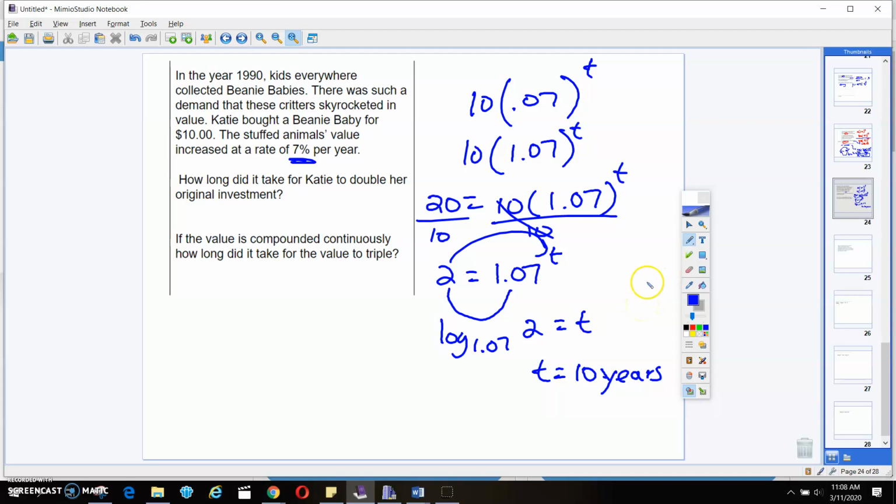If the value is compounded continuously, how long did it take for the value to triple? Okay? So if it was compounded continuously, that would be this function, or this equation. So you're going to take your initial value, which is 10, e raised to your rate that you had, so 0.07, raised to the t. So we want it to triple. So that means that we're going to multiply it times 3 for her initial cost. So her initial cost was $10, right? Yeah. So to triple it would be 30.